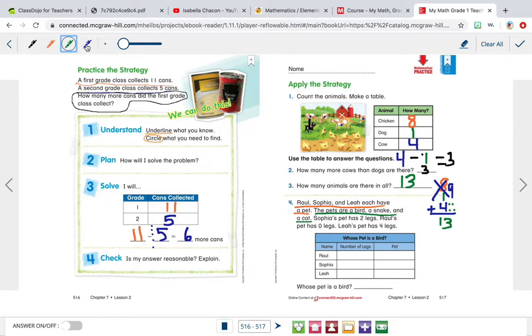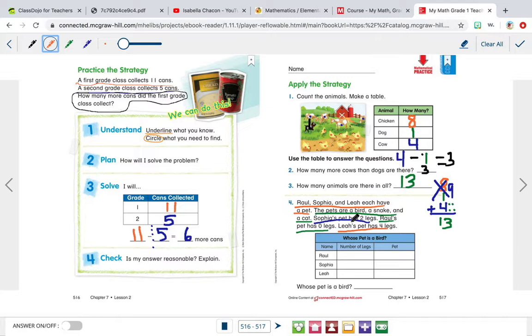So Raul, Sophia, and Leah have a bird, a snake, and a cat. Sophia's pet has 2 legs. So we know Sophia's pet has 2 legs. Raul's pet has 0 legs. And Leah's pet has 4 legs. So we know Raul, Sophia, and Leah each have a pet. So what we're going to do on our table, here's Raul, Sophia, and Leah. Whose pet is a bird? So we're trying to figure out whose pet is the bird. So we're going to look at number of legs, and then we're going to name the pet.